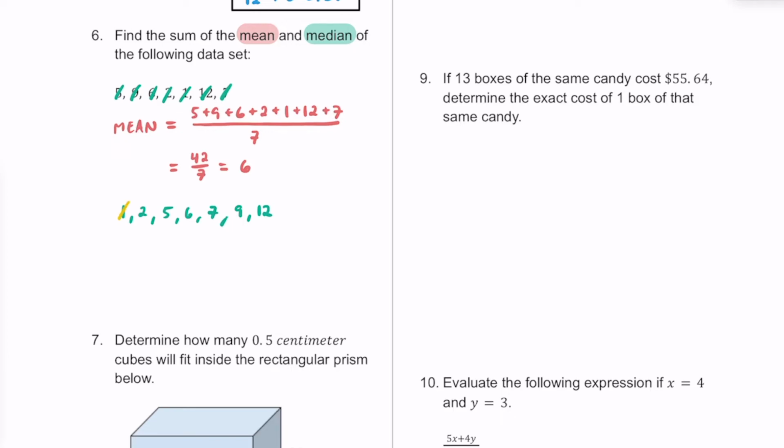Now, if we want to find the median, let's go ahead and just find that middle value. So if we go ahead and do that, we're going to see here that our median is going to be 6. So this is going to be our median.